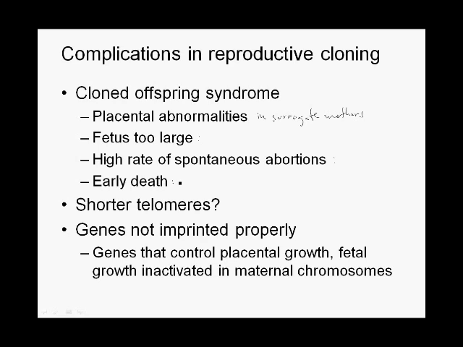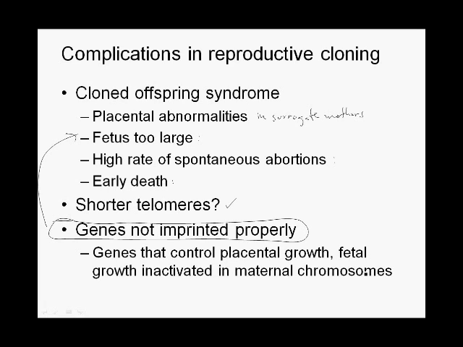Okay, so premature aging like Dolly, or even earlier death, okay? Perinatal, shortly after birth. Okay? So shorter telomeres appears to be a general problem, but the problem that's causing all of these placental and fetal growth abnormalities appears to be based on a phenomenon called genomic imprinting.